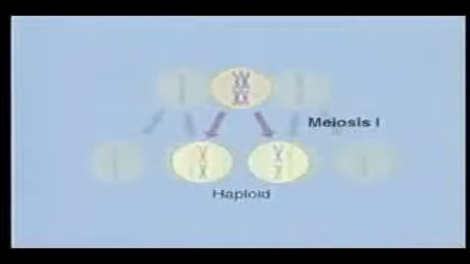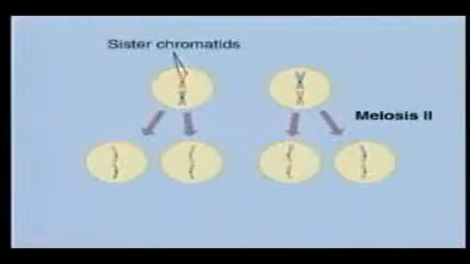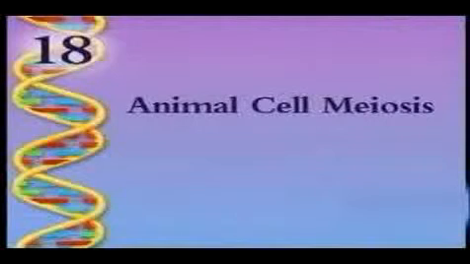The second cell division is called meiosis II. During meiosis II, the sister chromatids of each chromosome separate. The 4 daughter cells are also haploid cells.